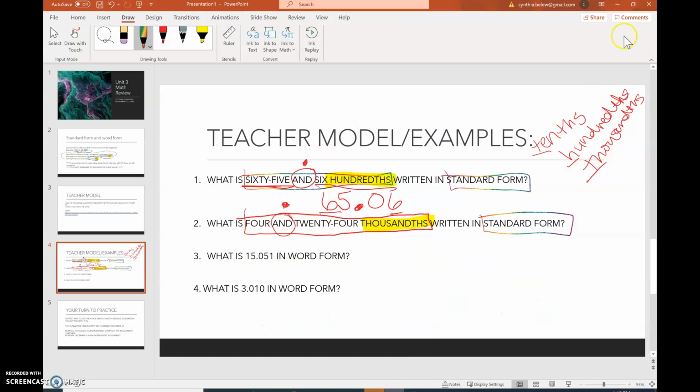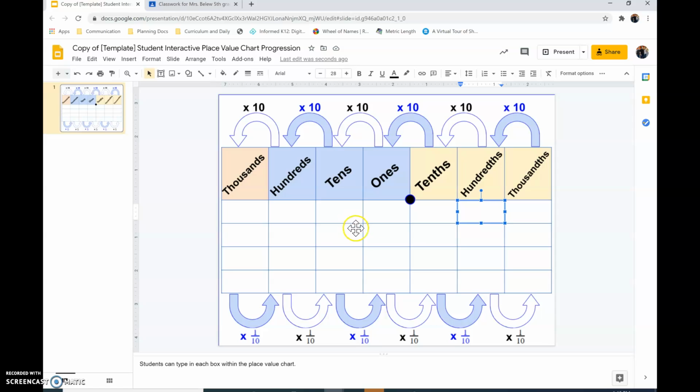4 and 24 thousandths. 4 is my only whole number. That means I have 4 ones. 24 thousandths. That means the last number I just said, 4, has to be in thousandths. So 4 in the thousandths, 24 thousandths. That means there's a 2 in the hundredths and nothing in the tenths.